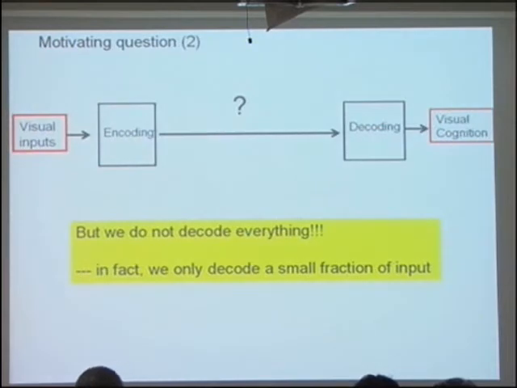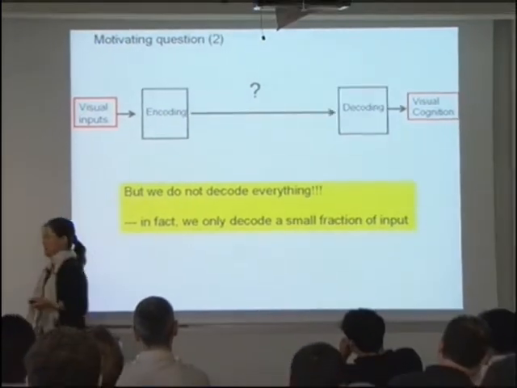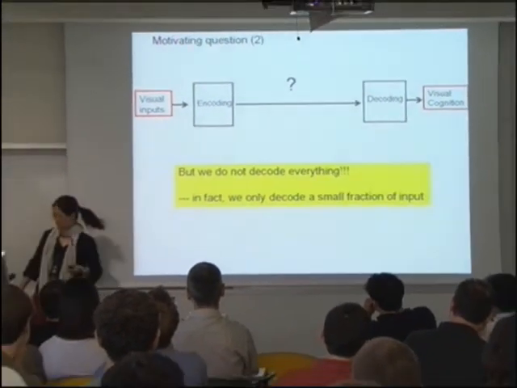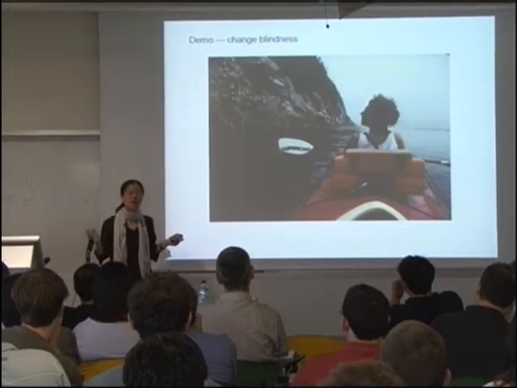The job we're trying to find comes from another question, in another community of brain science, psychology and behavior. In computational terms, we have visual input encoded and decoded afterwards. Of course, it's not exactly reproduced as the original, but there's a huge gap in between. We actually do not decode everything. In fact, we decode almost nothing, only about 1% of the input. This is shown in change blindness. We're blind to almost everything.